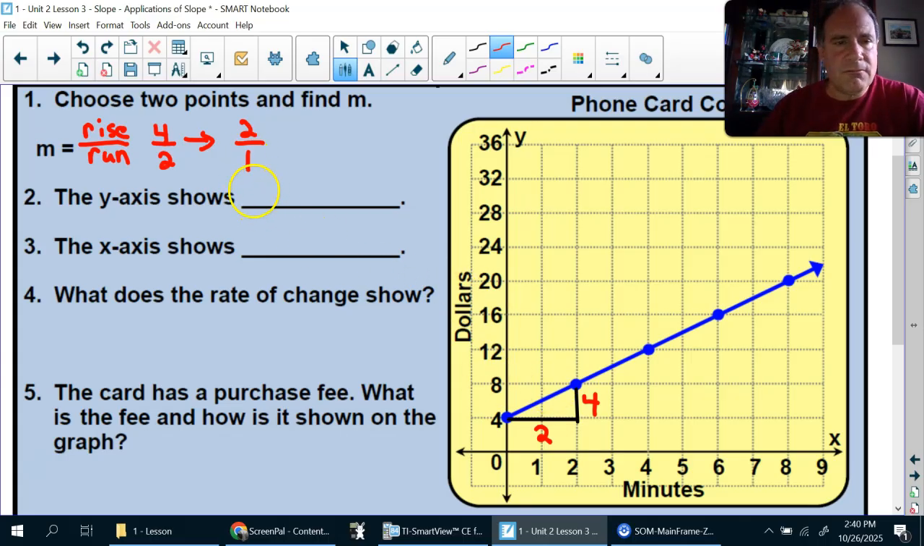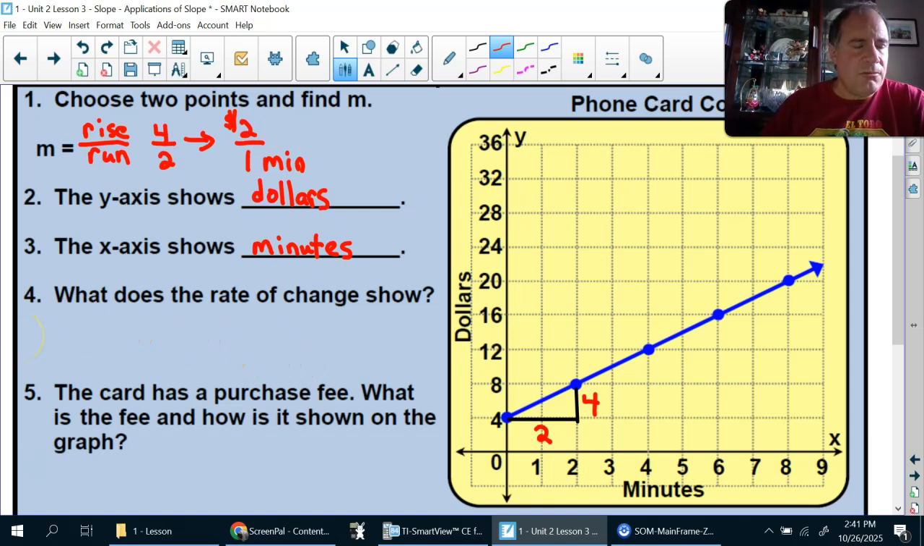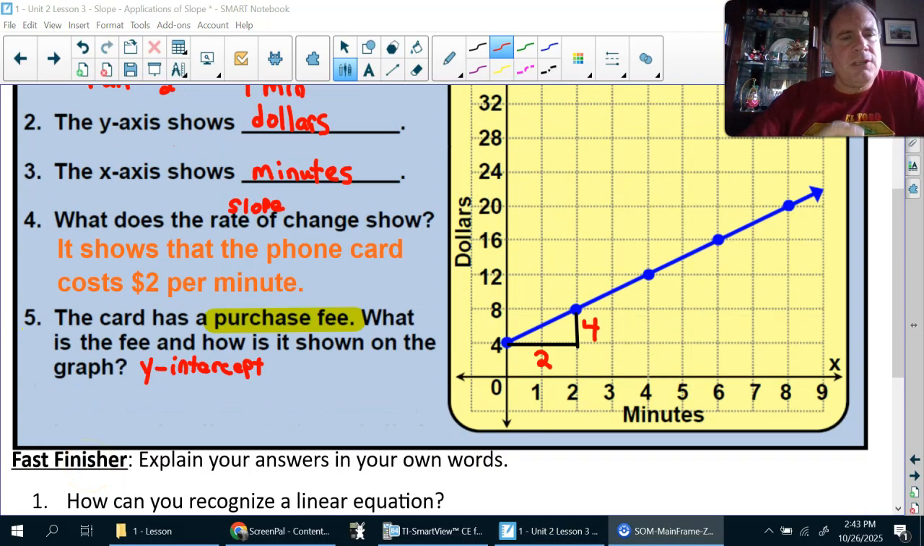So the y represents dollars and the x represents minutes. And I put that in, this is dollars, so I'm going to put $2 over 1 minute. So what does the rate of change show? It shows that this phone card costs $2 per minute.